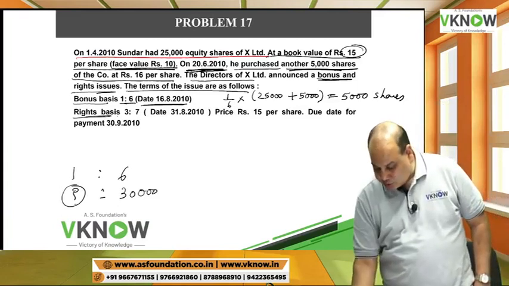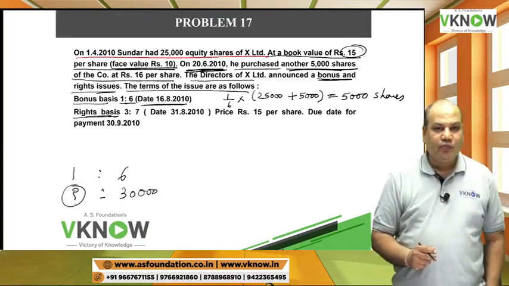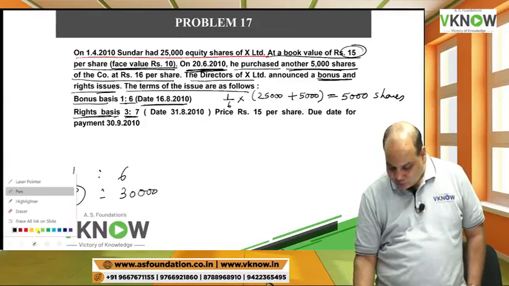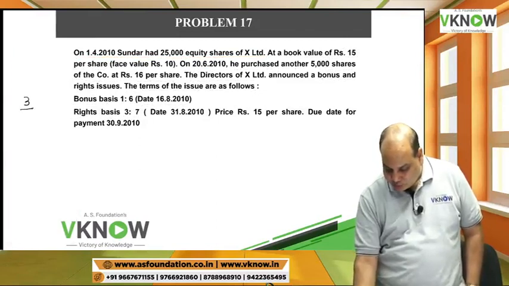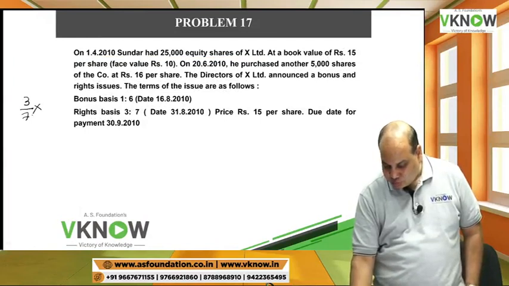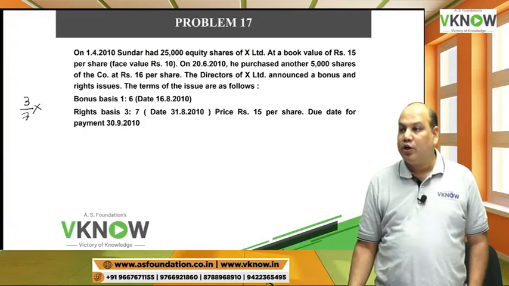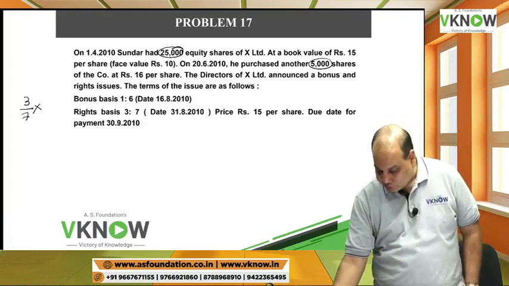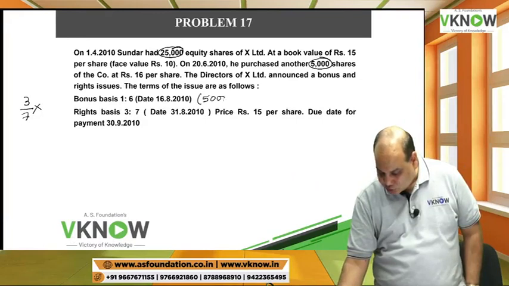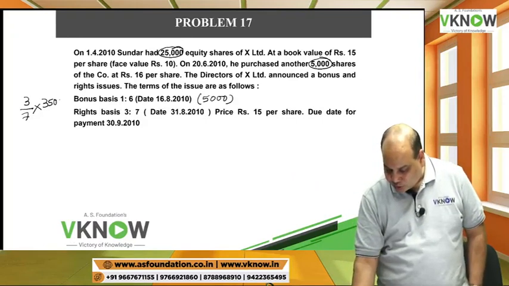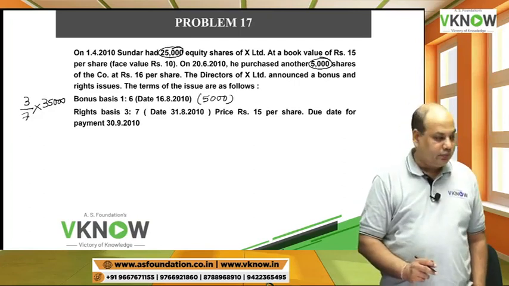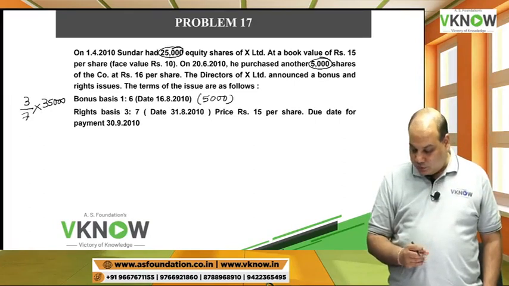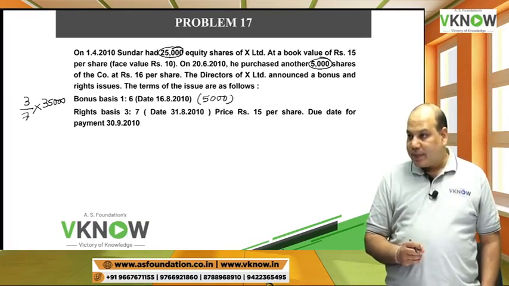Then one more similar adjustment, rights basis. Rights ratio is 3:7. 3:7 means 3/7 into how many shares we are holding before the rights issue? How many shares are we holding before the rights issue? This 25, this 5, and this bonus also 5. So we are holding 35,000 shares. So therefore 3/7 into 35,000 is how much? Anyone?